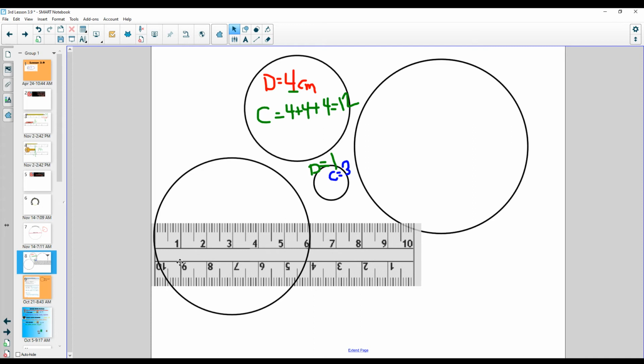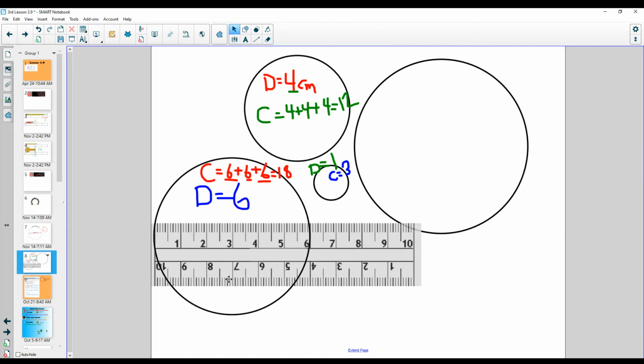Measure from one line. Make sure you're at that mark, the 0 mark. We go over here. We're about 6. Okay, the diameter equals 6. So how do we find the circumference, friends? Yes, we are going to go 6 plus 6 plus 6. And what do we get? 6, 12, 18.